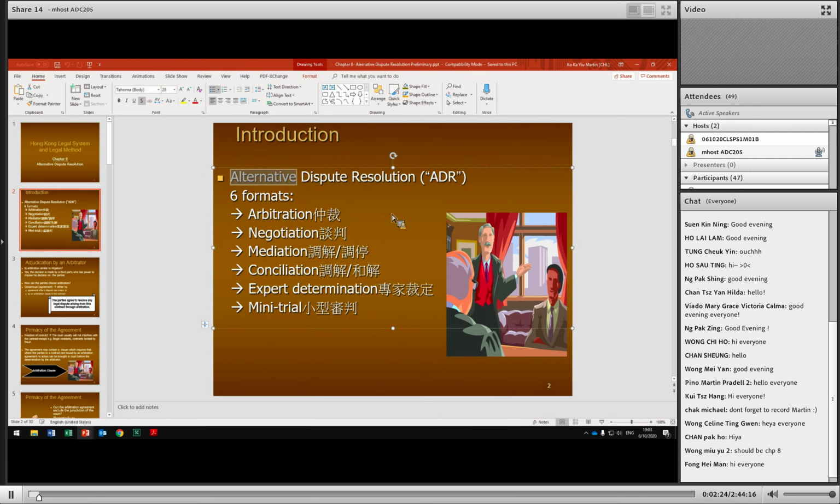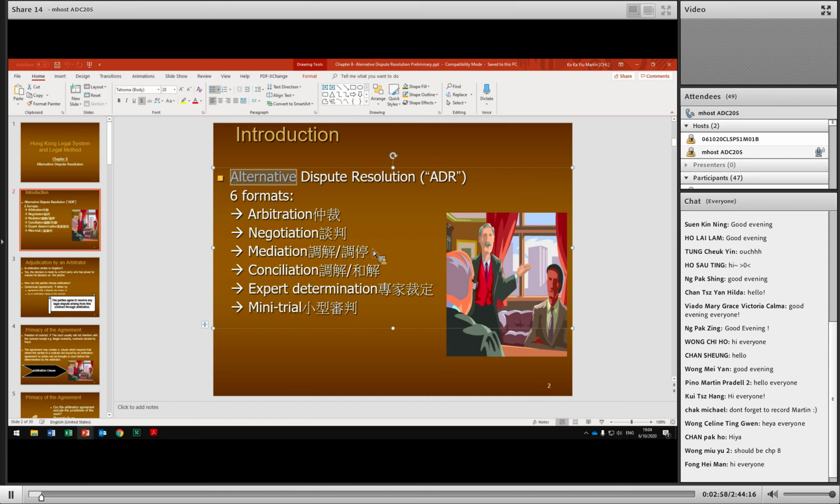Conventionally, when people have a legal dispute, usually at the end of the day, if they cannot resolve the dispute by themselves, they will go to the court. Someone will take legal action, legal proceeding against the other one. So we have a plaintiff and also a defendant. But as time goes by, we have invented so many formats of alternative dispute resolution.